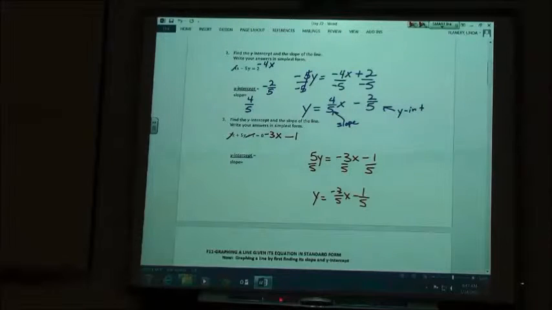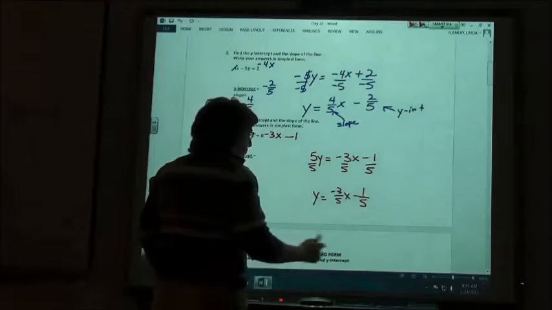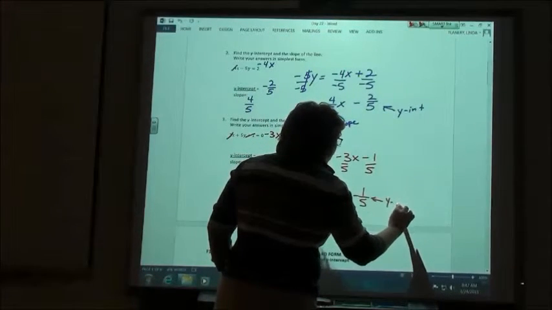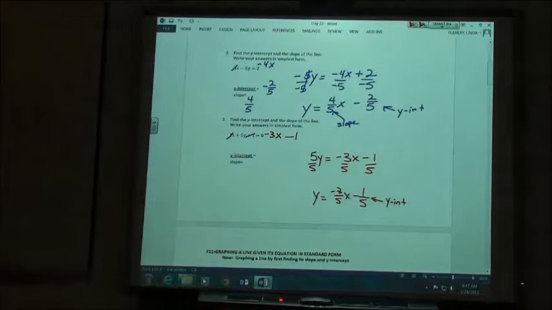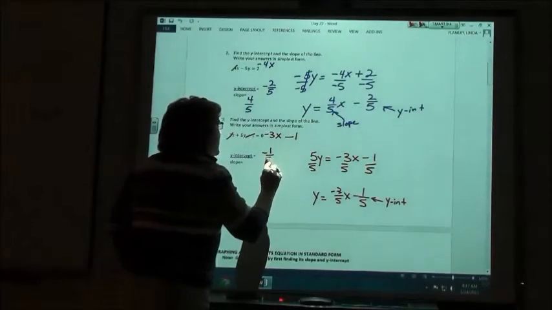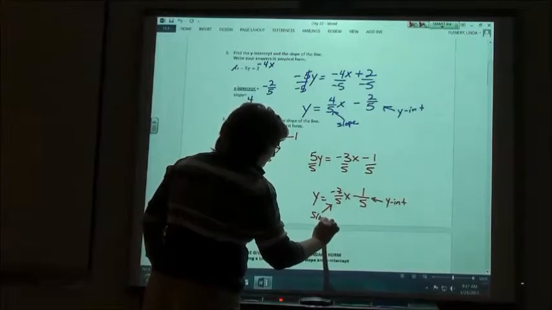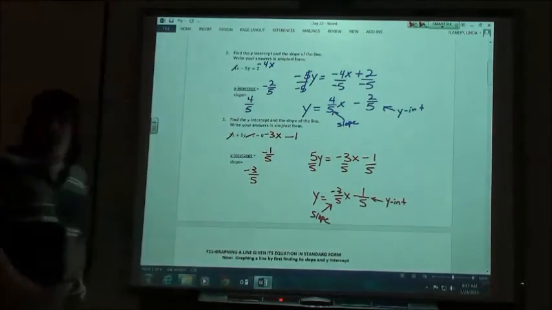So my y-intercept would be 3/5, 2/5. Which one? Where'd you get 2/5 from? Which one's your y-intercept? Oh, my 1/5. The negative 1/5. Negative 1/5. And your slope is? The negative 3/5, right?